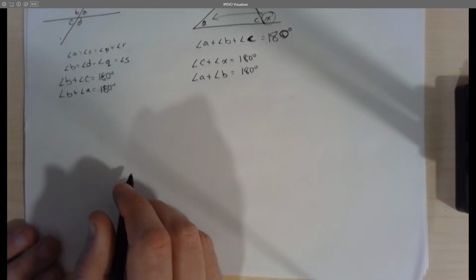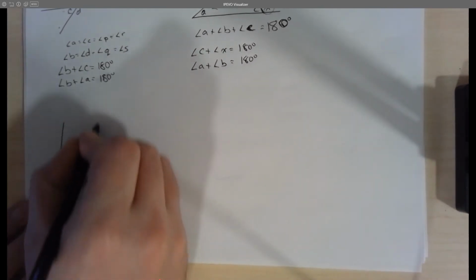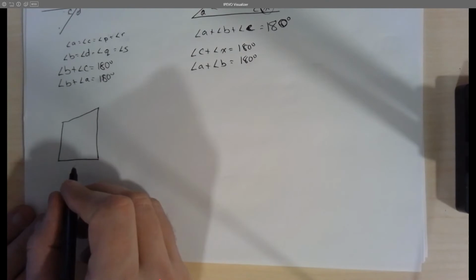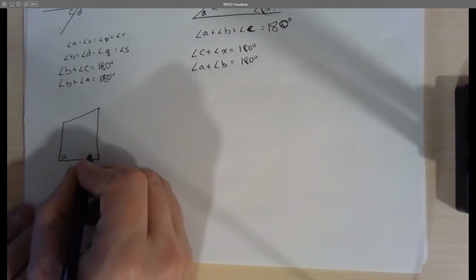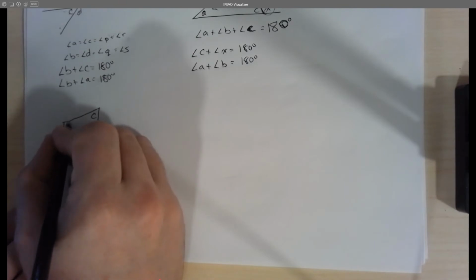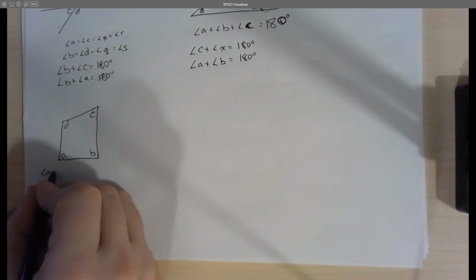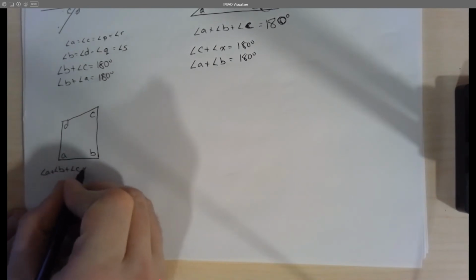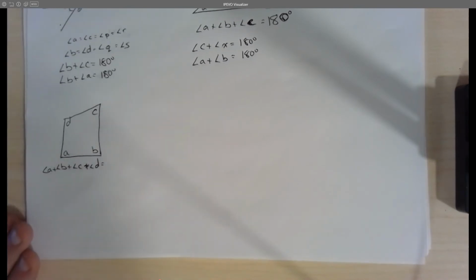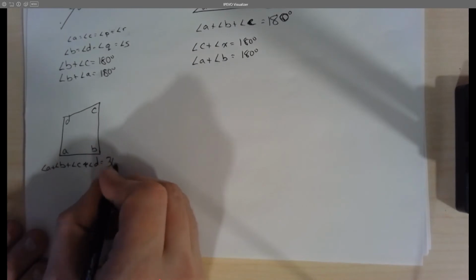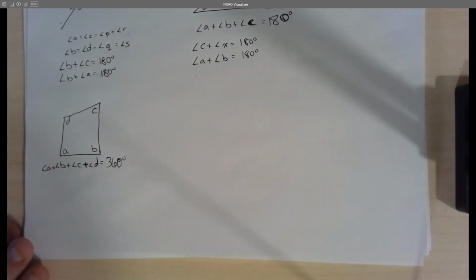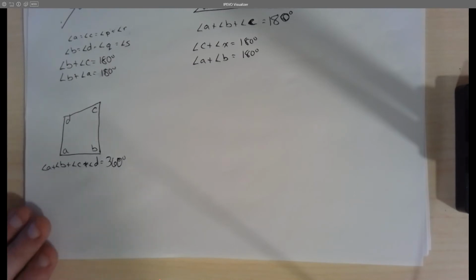From there we went to quadrilaterals. And quadrilaterals refers to any four-sided shape. So let's say we had a four-sided shape here, and we have, let's say, angle A, B, angle C, and angle D. One of the first things off the bat that we talked about is that angle A plus angle B plus angle C plus angle D, in other words, if I add up all the angles in any quadrilateral, any four-sided shape, it's going to equal 360 degrees, no matter what.